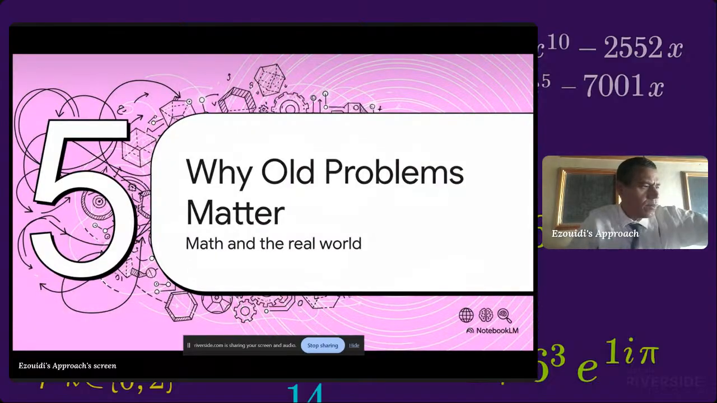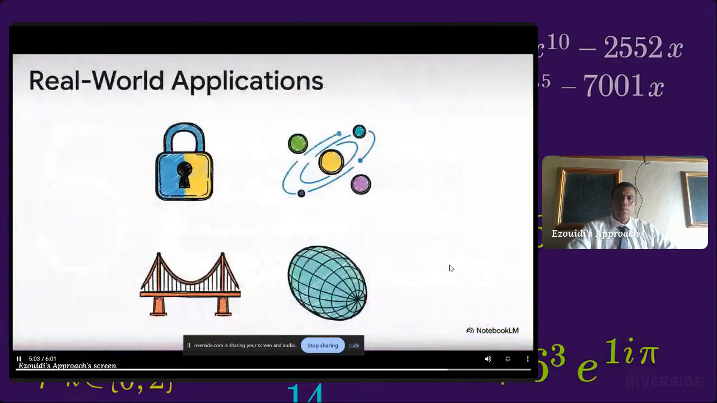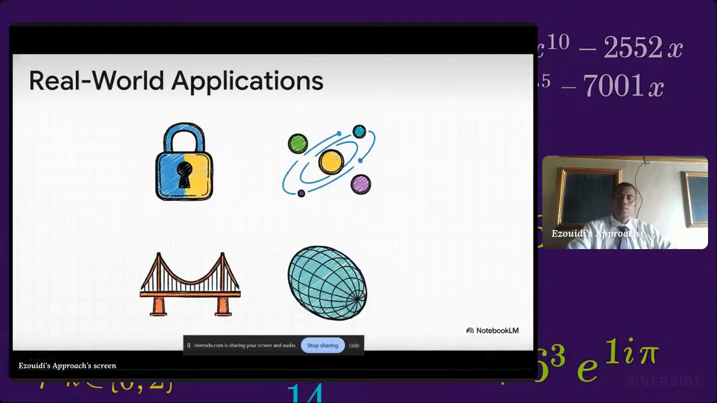Okay, so this is a very clever math trick. But let's be real, why should we care about solving these centuries-old puzzles? Does this stuff have any bearing on the real world? And the answer is a huge, resounding yes. Yeah, these aren't just abstract problems for a classroom.